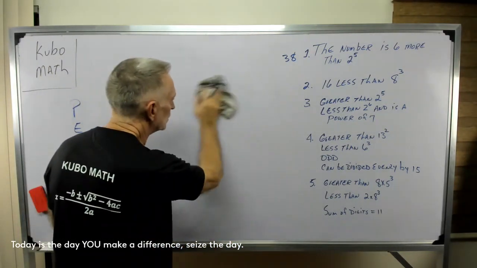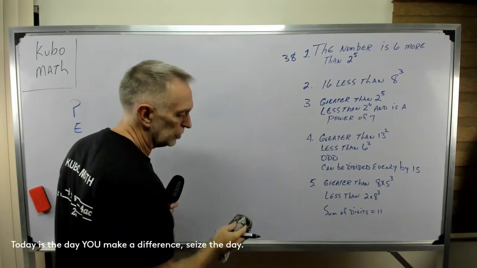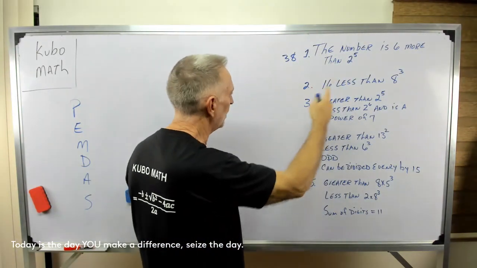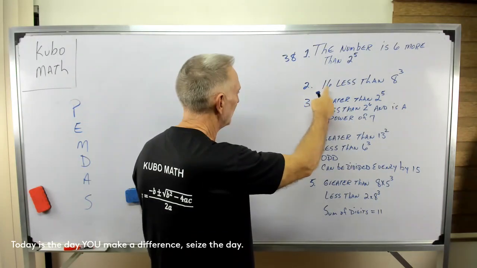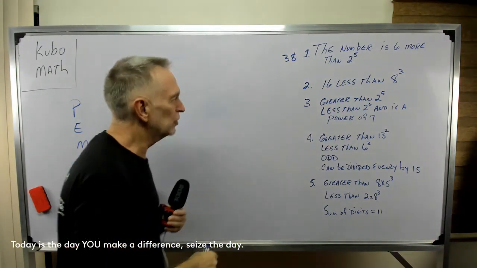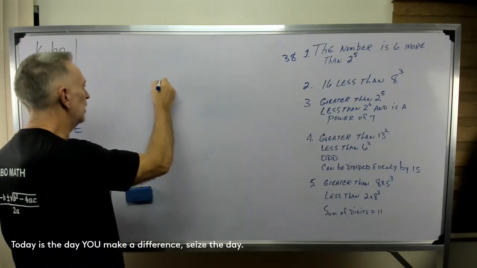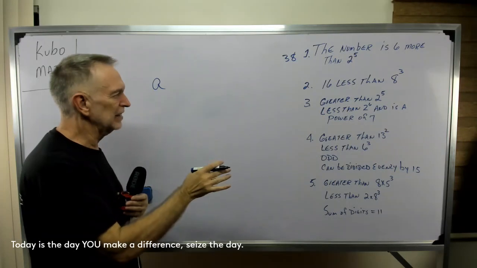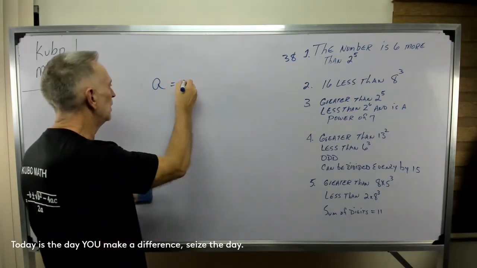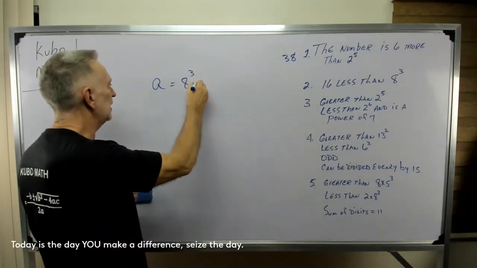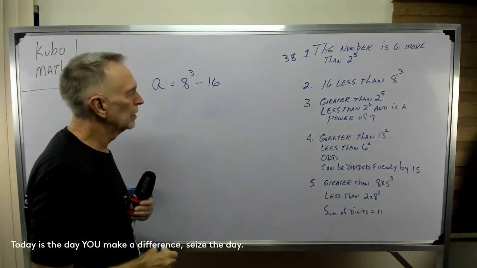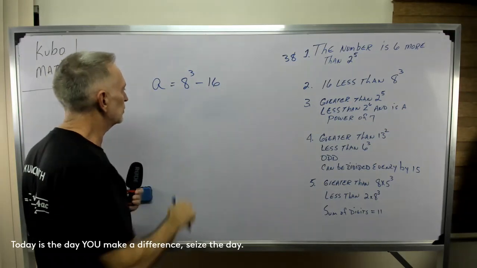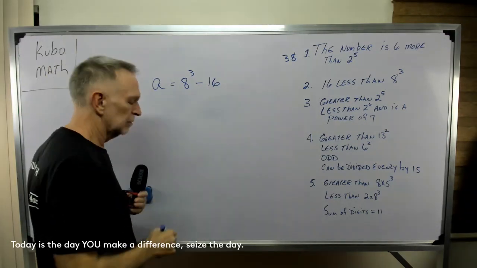All right, the second question, number 2. Now I didn't write that we're looking for the number, but just know the number is 16 less than 8 to the 3rd. What's our number? A. A is 16 less than 8 to the 3rd. Well, what's 8 to the third?